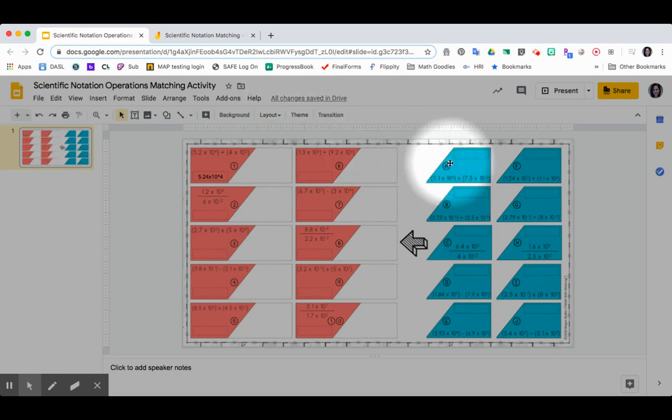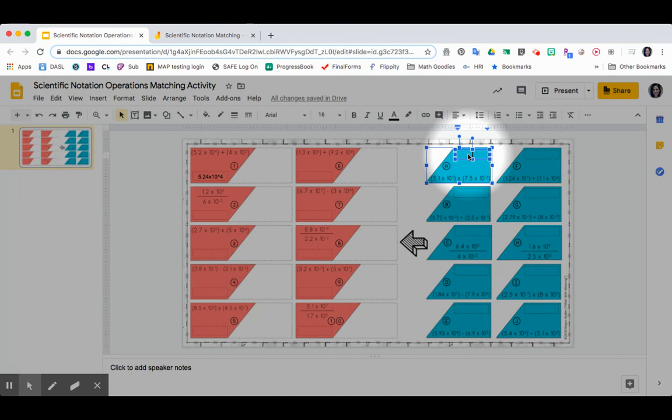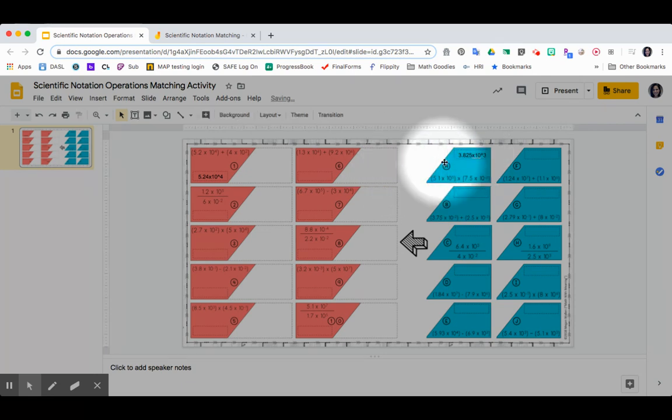So we're going to go back to our matching document, and we are going to double click into the answer box, and it was 3.825 times 10, and then Shift-6 to get that little arrow, times 10 to the third. There you go. Your answer is in there for this card.